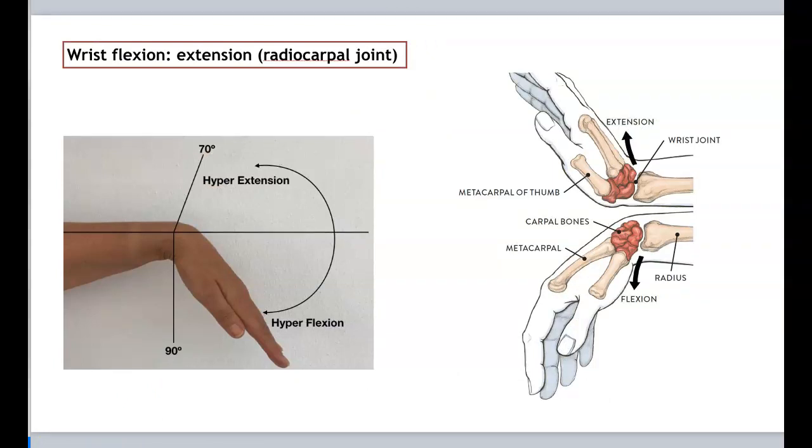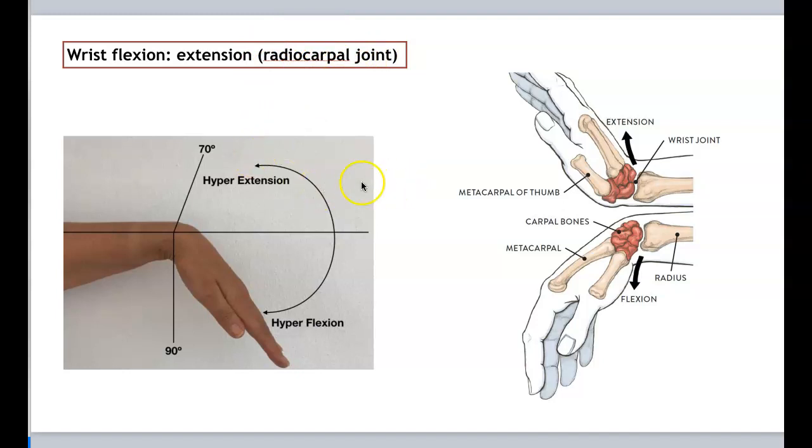So, wrist flexion and extension. This is happening at your radiocarpal joint, your wrist joint. Remember, radiocarpal joint, the distal end of the radius and the scaphoid and the lunate. That is your radiocarpal joint.